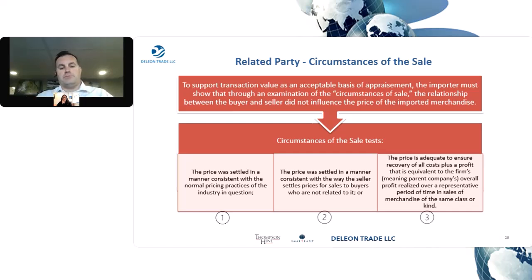And one of the things I'll just mention is that you only have to pass one of the tests. You don't have to pass all 3. You don't have to pass 1 and 3 or anything like that. You just have to be able to substantiate one of the tests, and then your related party pricing is acceptable. And if you can't substantiate it, then you have to go back to that basis of appraisement hierarchy I talked about earlier and go to the next basis of appraisement and see if you can appraise there.